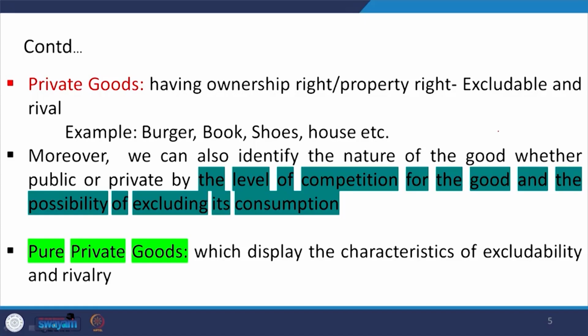So, in this context, what will be the characteristics? In the case of an impure private good, the good would display partial excludability and rivalry, or partial excludability or partial rivalry, or both being partial.